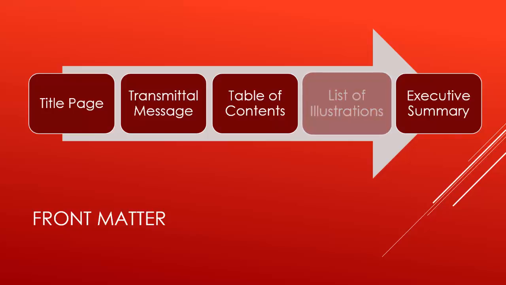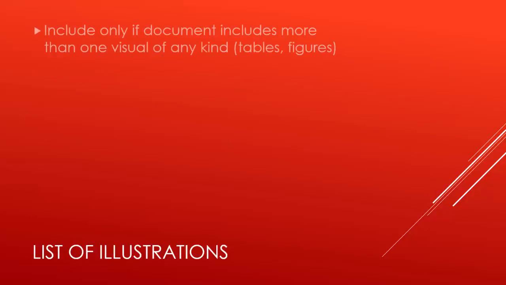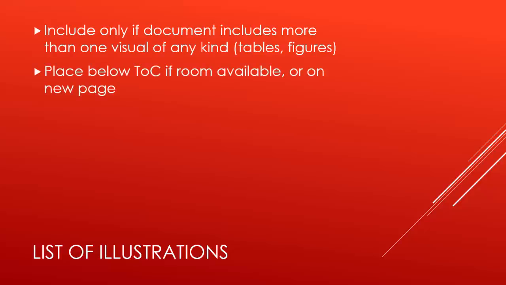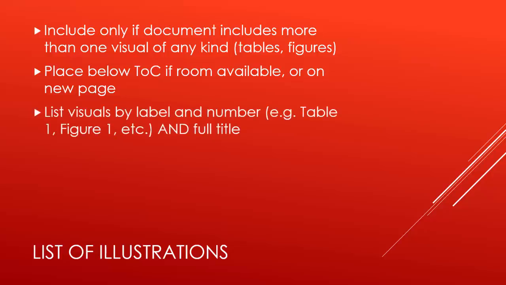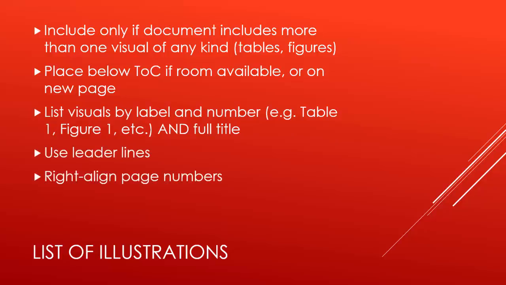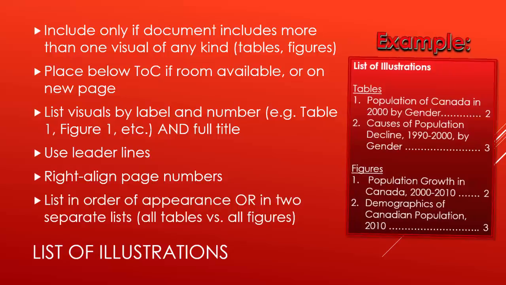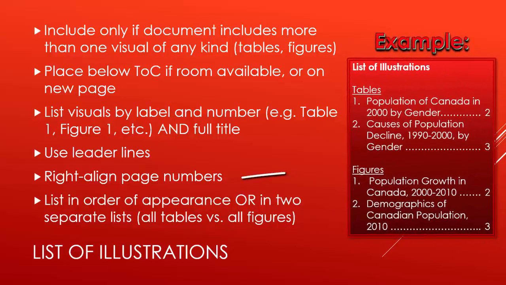If the document includes illustrations of any kind, a list of illustrations should also be provided. If there's room, this can be placed immediately below the table of contents. If not, it should be on its own on the next page. Each figure or table should be listed by label, number, followed by title, with leader lines leading to right-aligned page numbers on which the illustration appears. You can list these either in the order they appear in the report or in two separate lists, all figures in order and then all tables in order. Again, a sample list of illustrations can usually be found in most business writing textbooks.